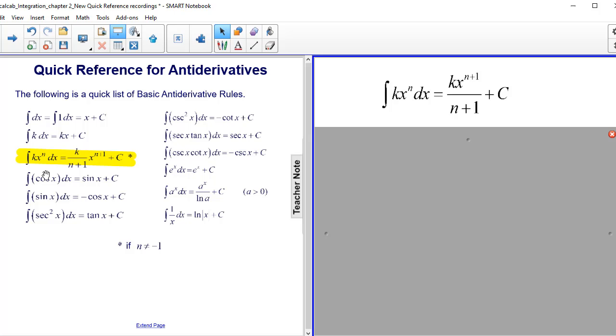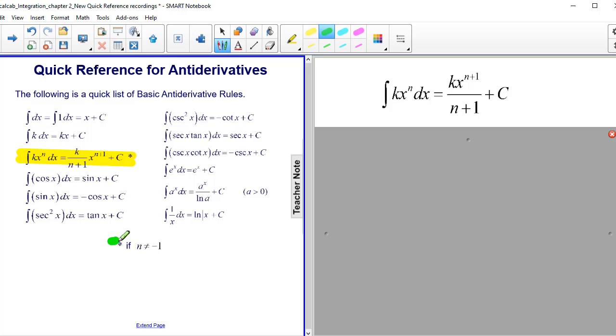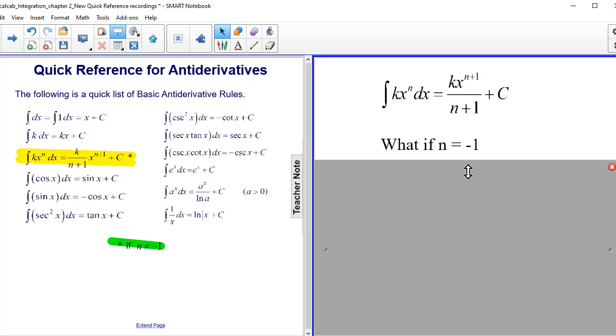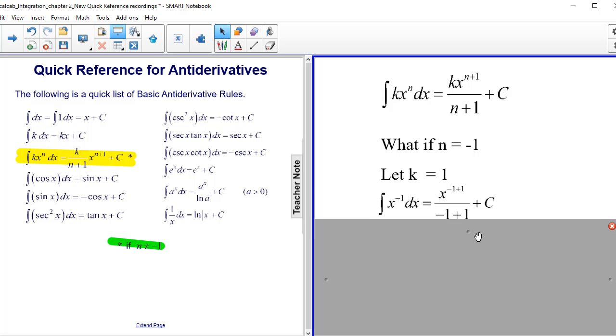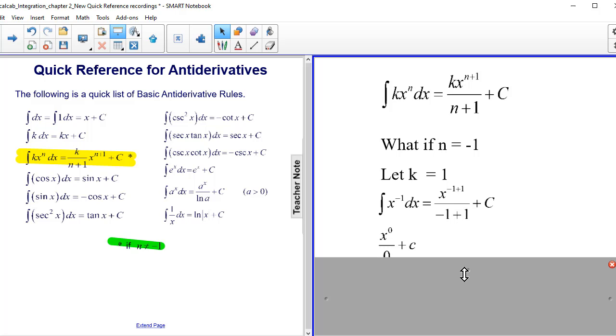We've been looking at this one particular case right here where we're finding the antiderivative of k times x to the n power. And we've said that we have this special notation that n cannot equal -1. Let's see what happens if n does equal -1. Let's explore that a little bit. So if n is equal to -1, we're going to let k equal 1 just to make our work simple. So we have the antiderivative of x to the -1 power dx, and we add 1, just going through the regular process, gives us x to the 0 power over 0 plus c.